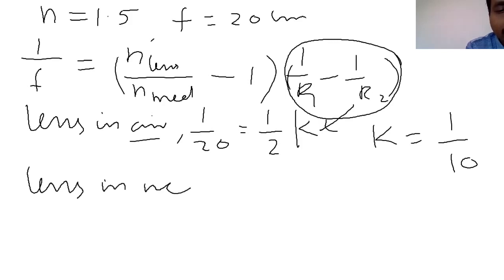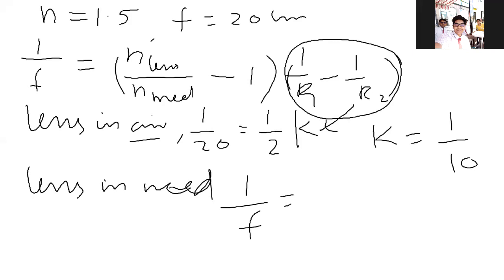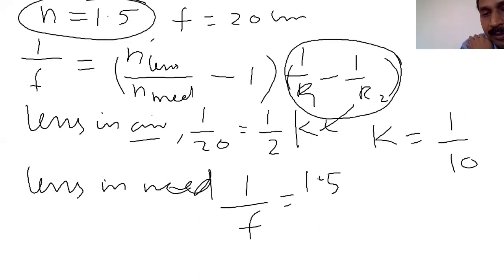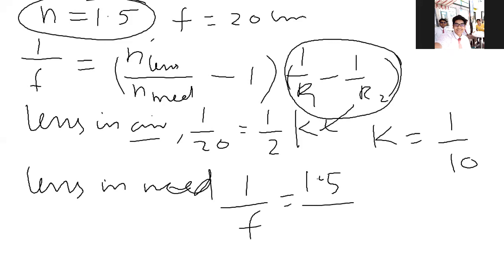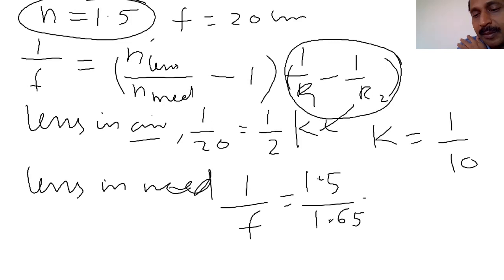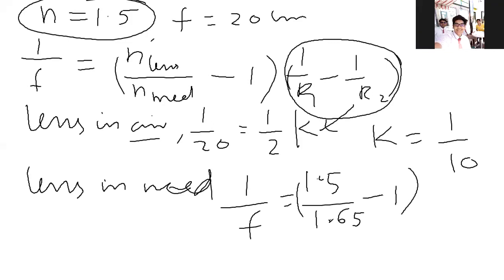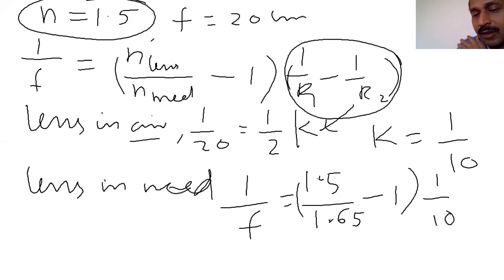Lens in medium. So 1 by f equals, what is the lens refractive index? 1.65? Aditya, the lens won't change. The lens is 1.5 as before. The medium is changing. It was air before. So now it is 1.5 by 1.65, minus 1. And K you already know, 1 by 10.